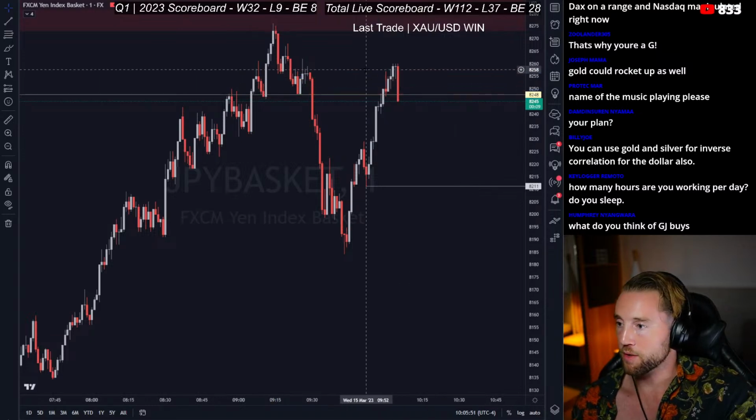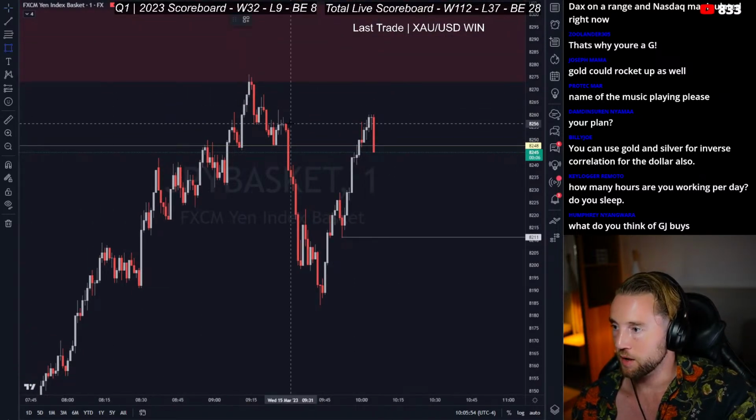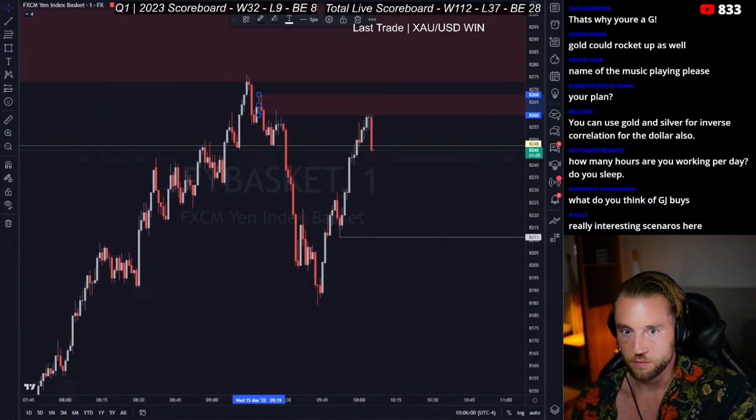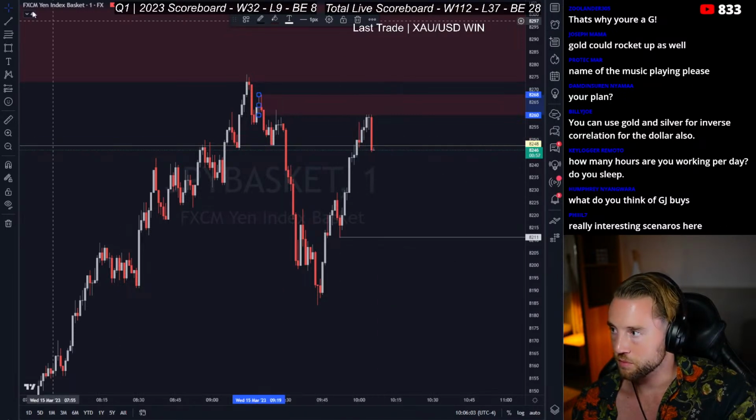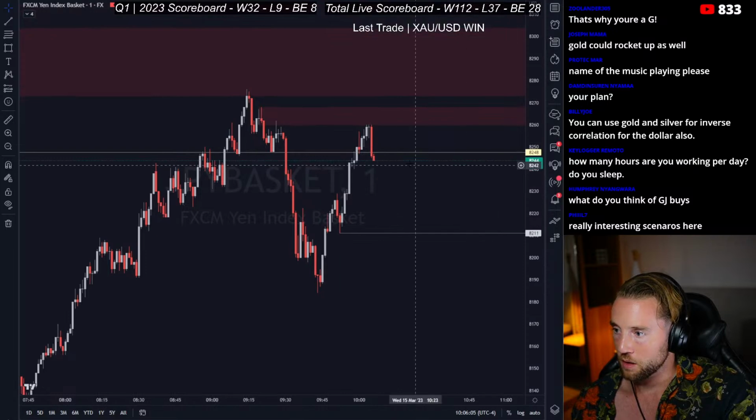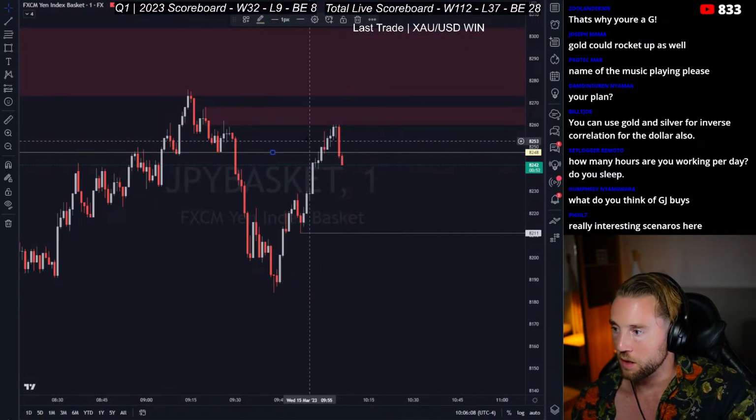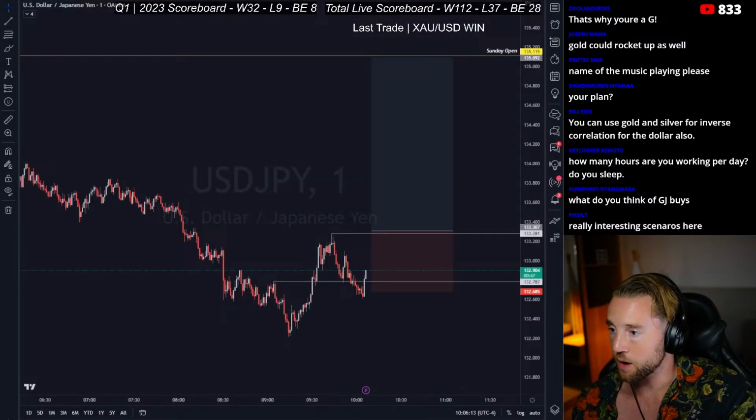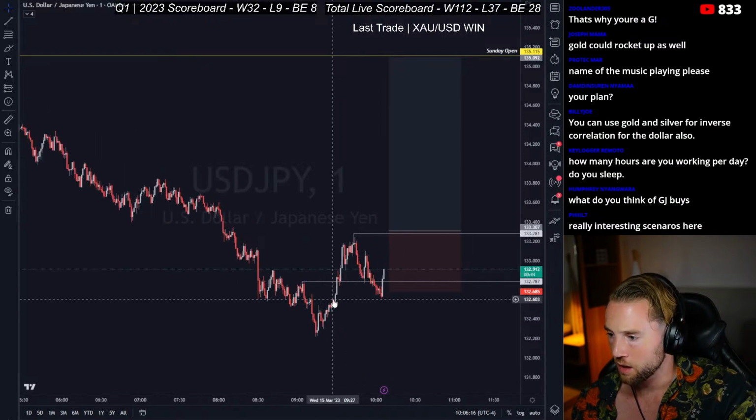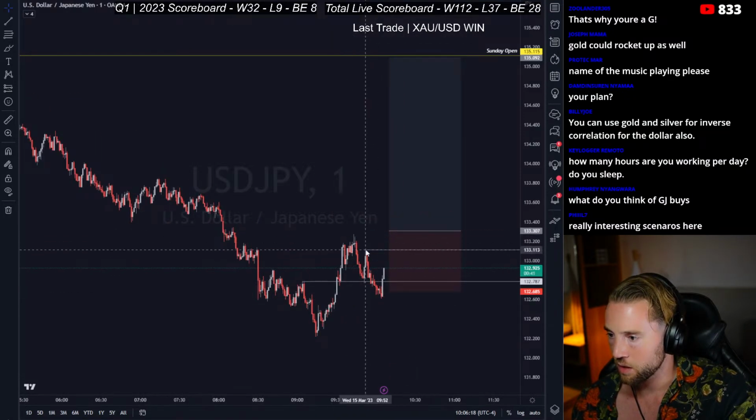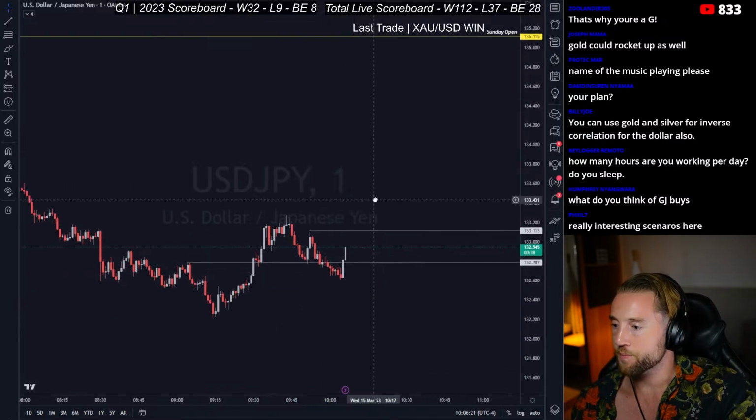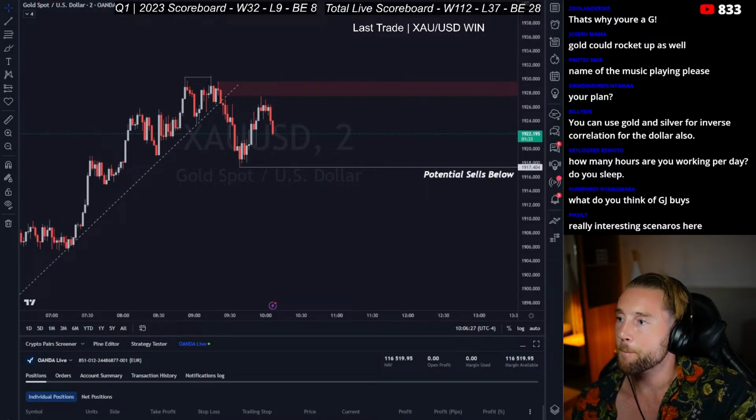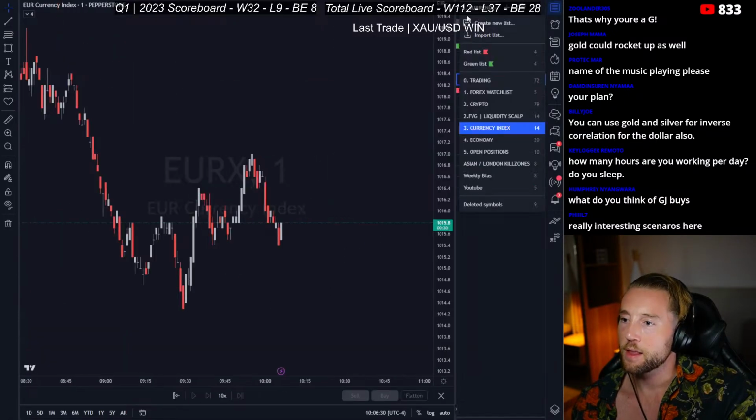Okay, yen broke that level. Now it's stepping into a new zone. It broke support as well. Coming down hard right now. Wow, dollar yen breaking. Dollar yen is interesting. Gold coming down. That means one thing. That means that the dollar is coming up.